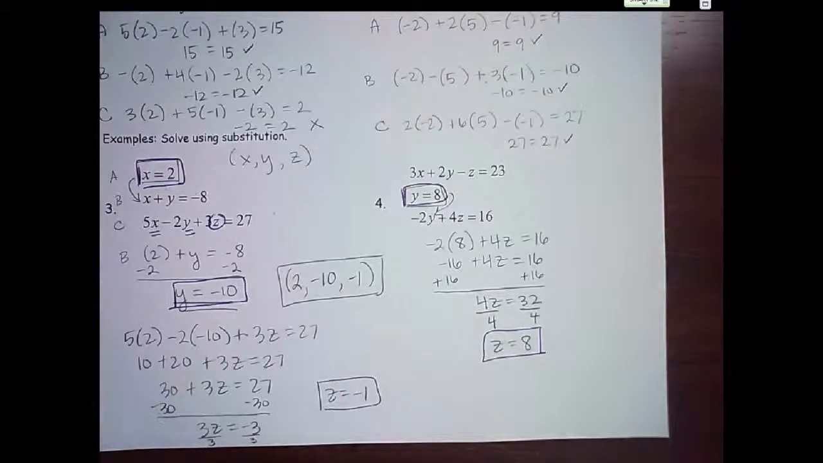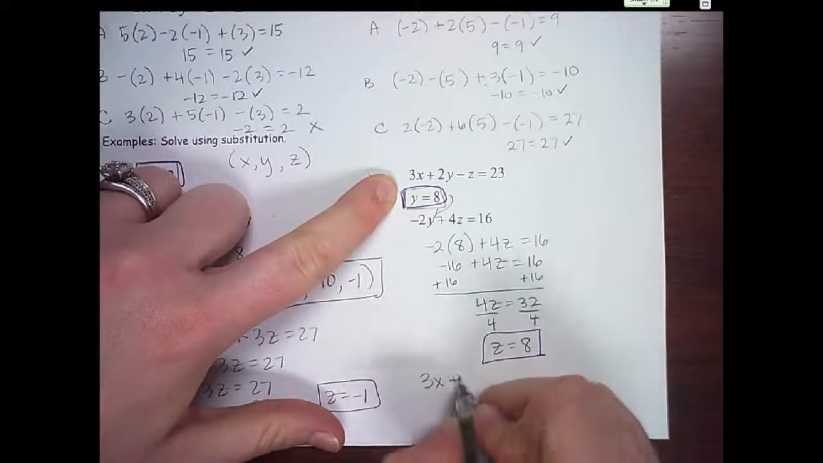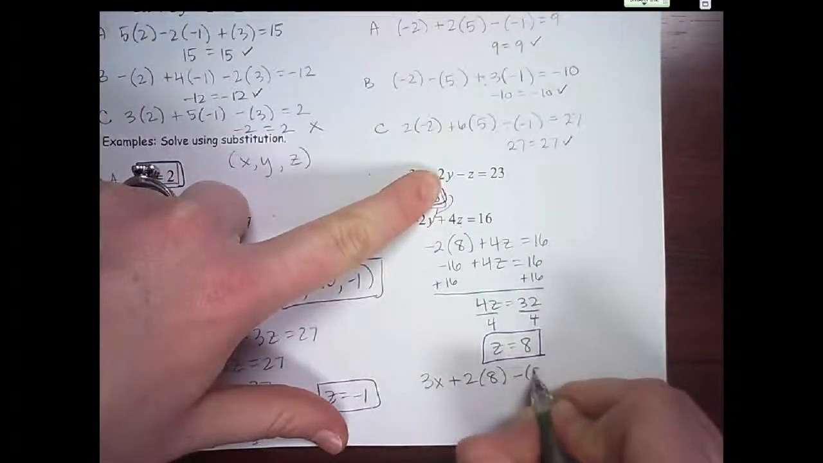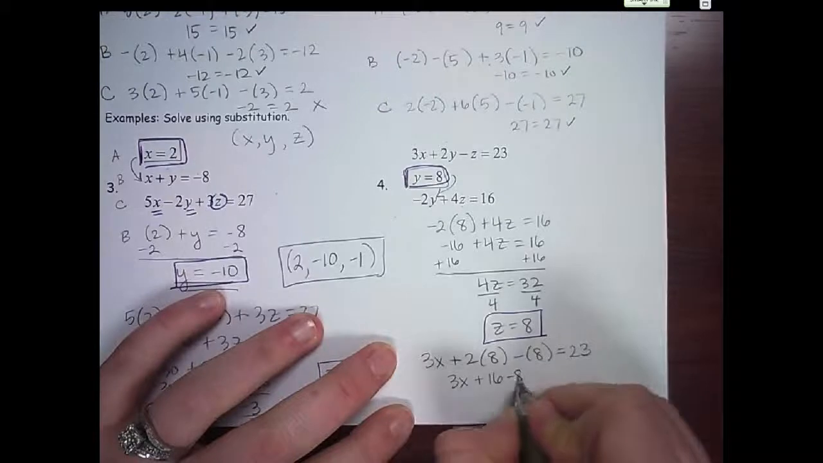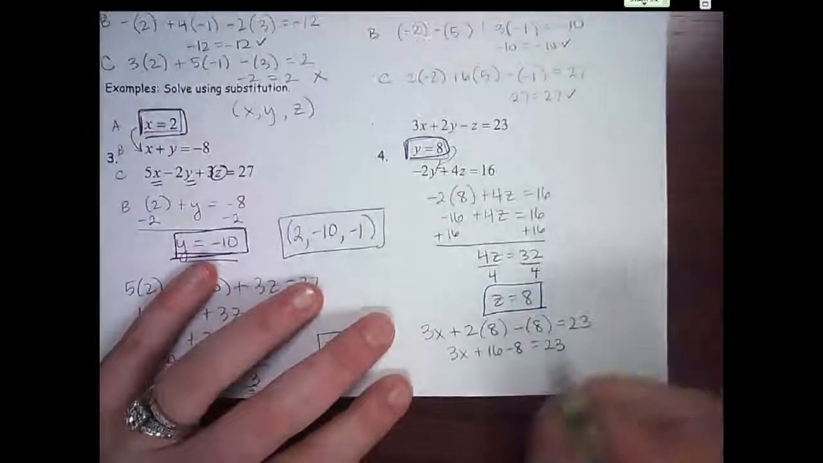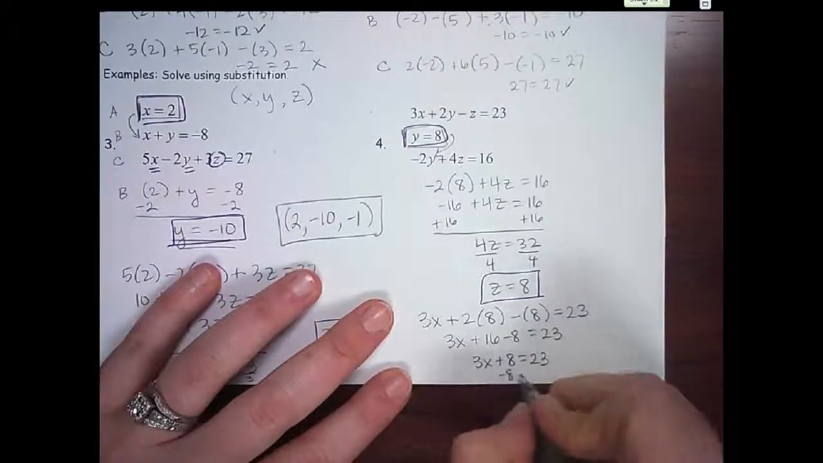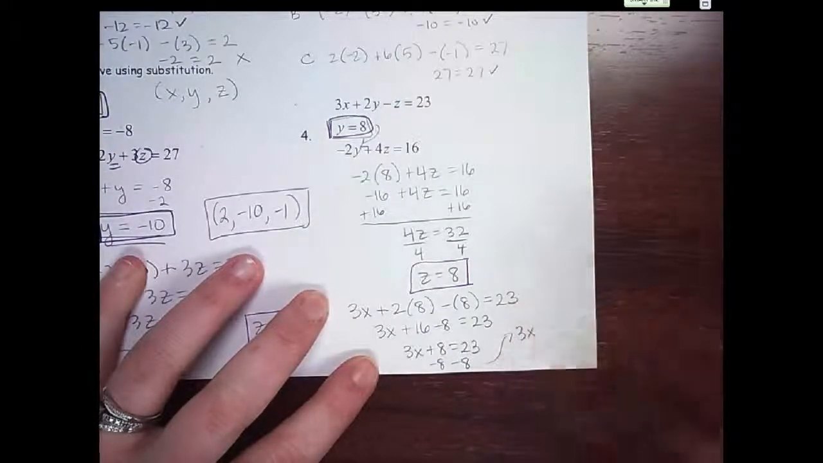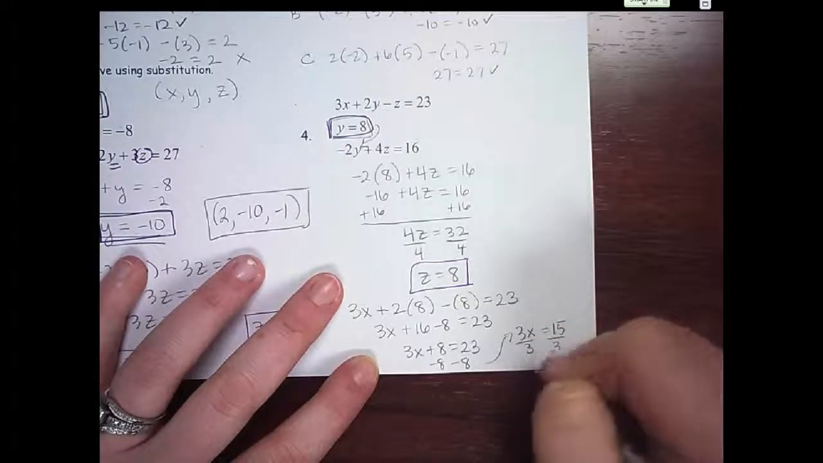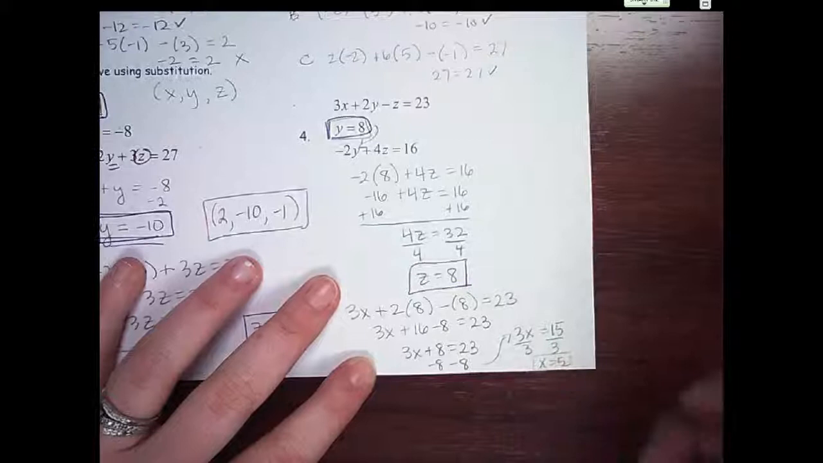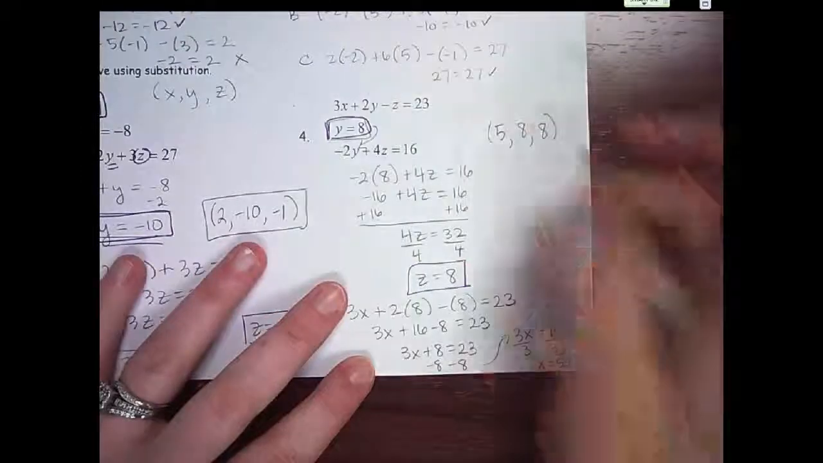Then I need to find y. Oh, no, sorry. We need to find x. So I'm going to go back to the very first one here. 3x plus 2 times 8 minus 8 equals 23. This becomes 3x plus 16 minus 8. So 3x plus 8 equals 23. Subtract 8. So 3x equals, what is that, 15? Divide by 3. X equals 5. Okay, so my answer is 5, 8, 8. Okay, so there's my answer.